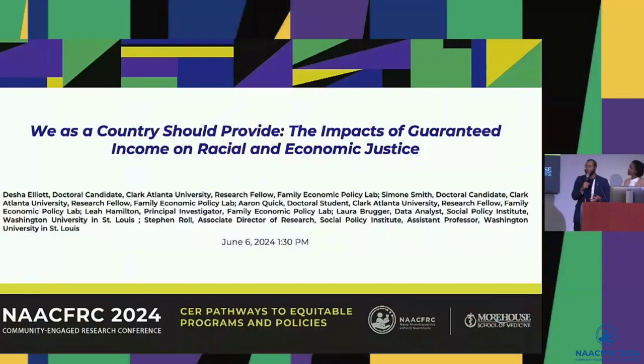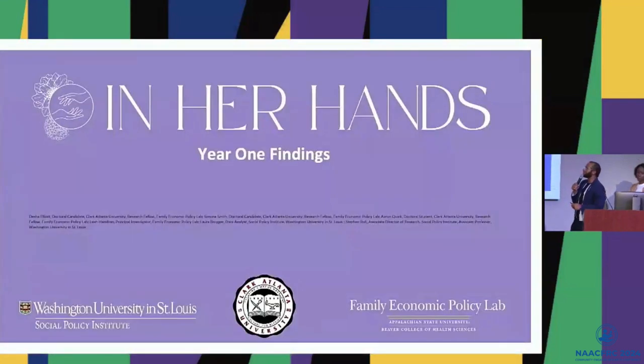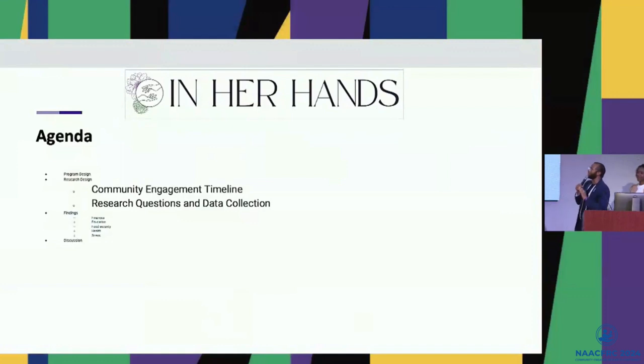So what we're going to talk about today is the research that we did with the In Her Hands project, and specifically the impact of guaranteed income on racial and economic justice. Really what our presentation today will focus on is our 1-year findings from this program. Just telling you a little bit about what the agenda will be, the wording is a little smaller, but we're going to get into the project design.